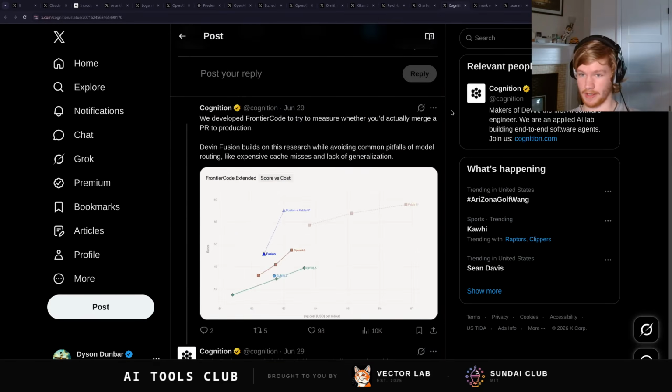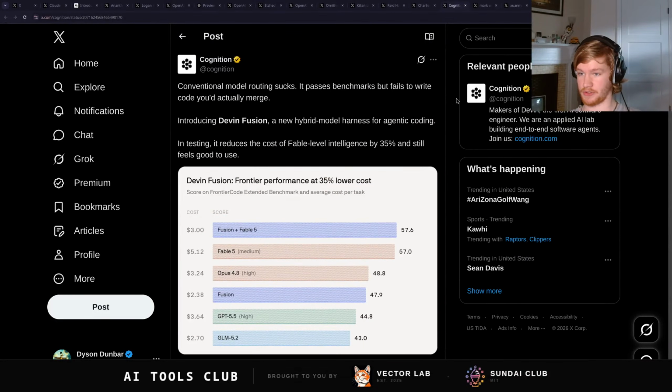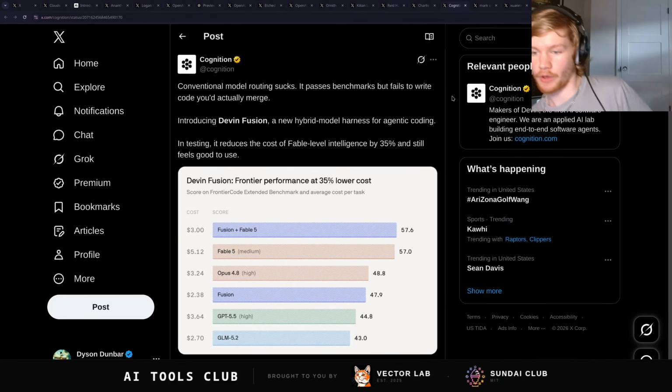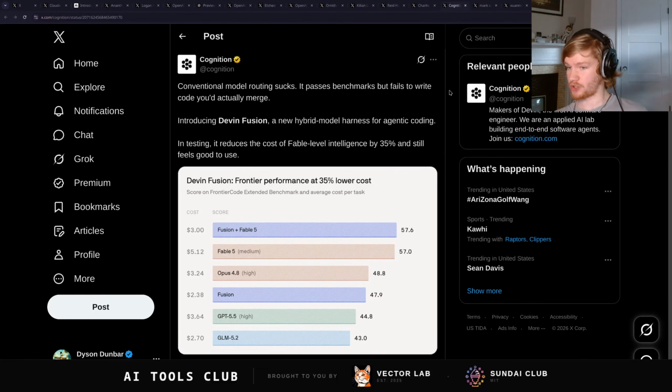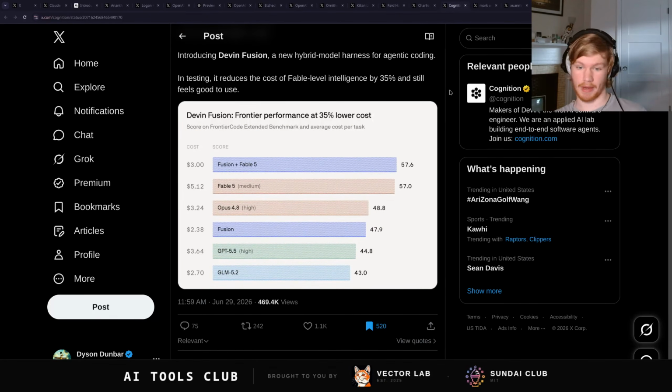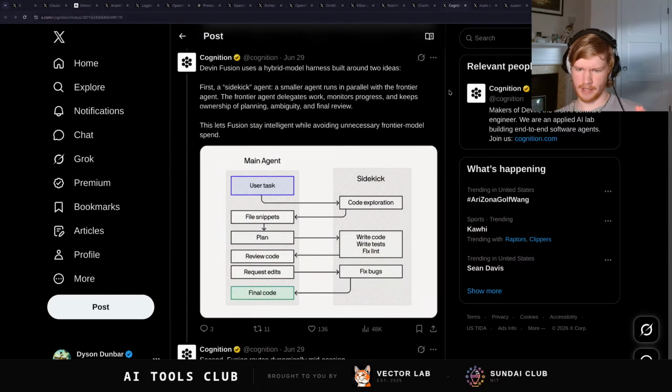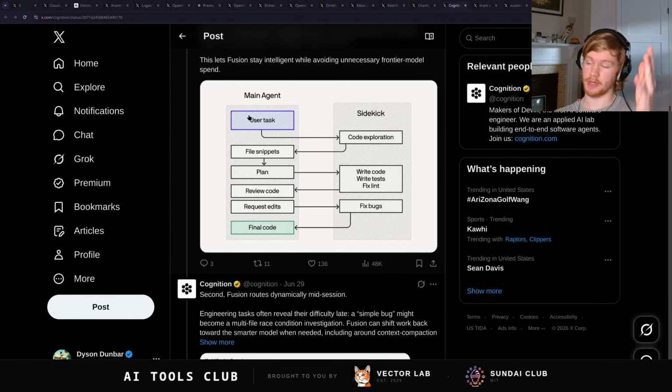And so this week, the Devin team, so this is Cognition AI, they make Devin. I believe they also own Windsurf now as well. They came out with their own model router, which roughly follows this paradigm, where they have a main agent with a bunch of very specific tasks that it does. It does the planning.